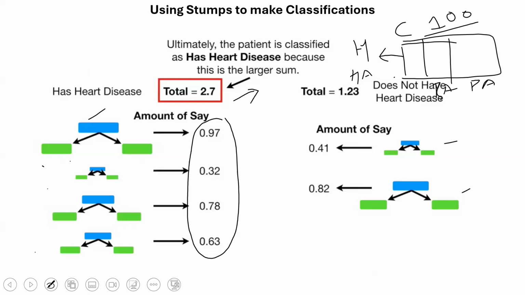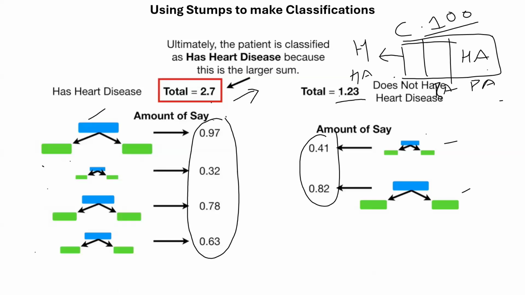2.7 is the amount of say for all the stumps which say this patient has heart disease, and 1.23 is the amount of say by the stumps which decided these patients do not have heart disease. As the summation of all of these stumps is higher than the summation of these stumps, we say this patient has heart disease. It's simply something like this.